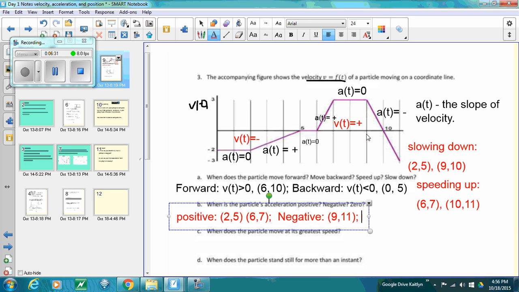And then it's 0 whenever the slope is 0, which is from 0 to 2, and 5 to 6, and then the last one is 7 till we get to 9.